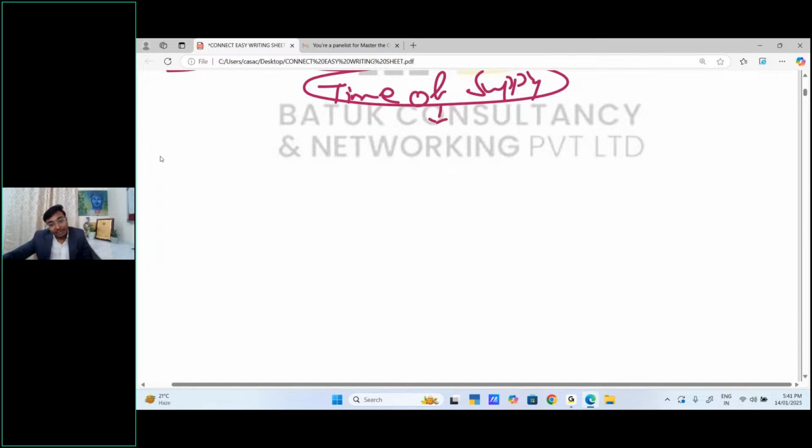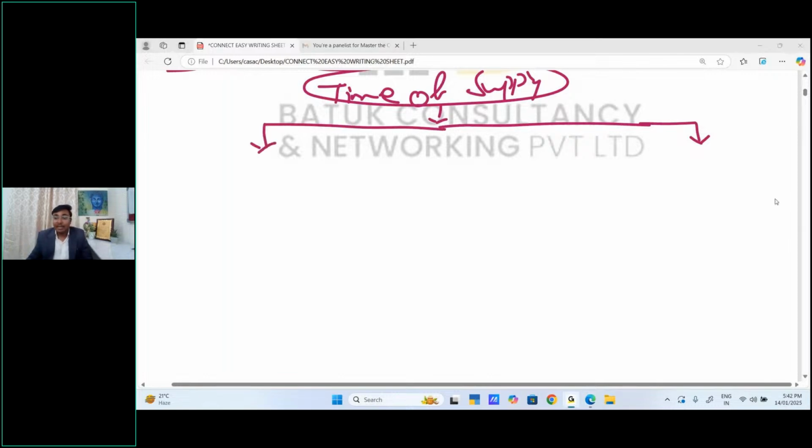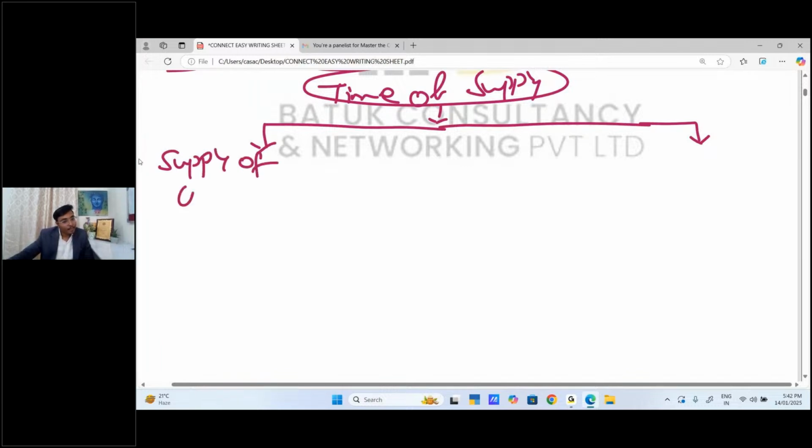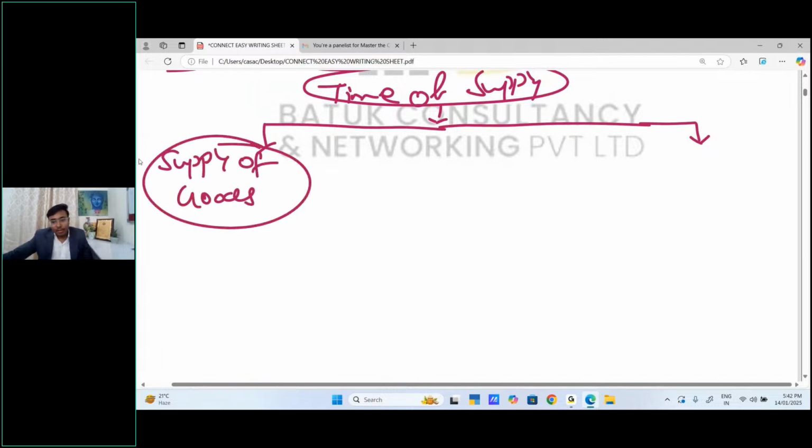Now whenever we need to decide the time of supply, we should decide it separately for supply of goods and supply of services. Different provisions are there, because there may be chances that the taxpayer is dealing in goods or services, so we need to decide the time of supply for both scenarios. So time of supply in case of supply of goods or supply of services.